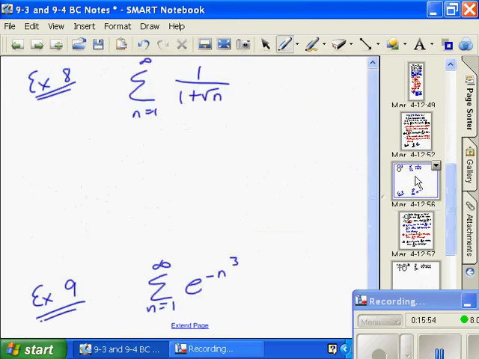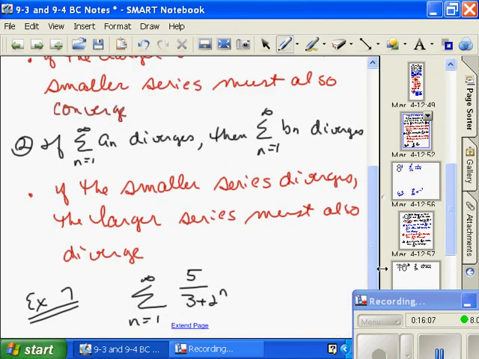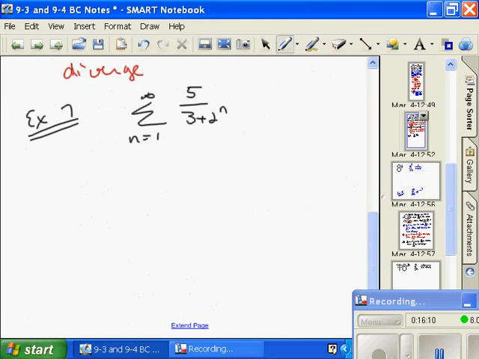Okay, moving on. These are kind of quicker examples than what we had in section 9.3. Determine the convergence or divergence of example 7, 5 over 3 plus 2 to the n. So if I look at that, I'm going to let my A sub n be equal to 5 over 3 plus 2 to the n. And now I want to try and find something that's going to be very similar to this. So I'm going to let B sub n be 5 over 2 to the n. So basically just dropping that 3.